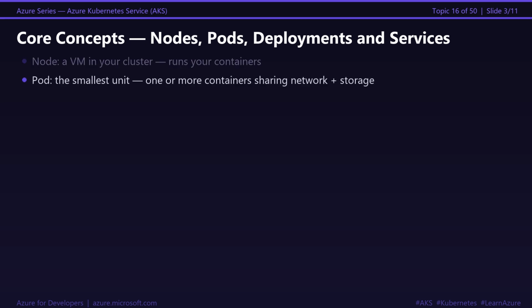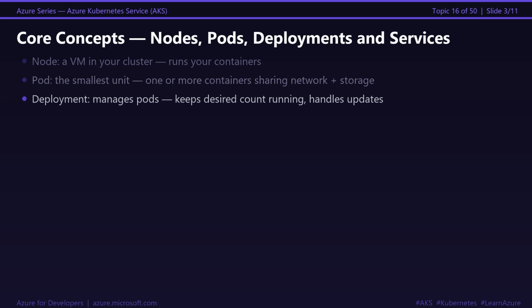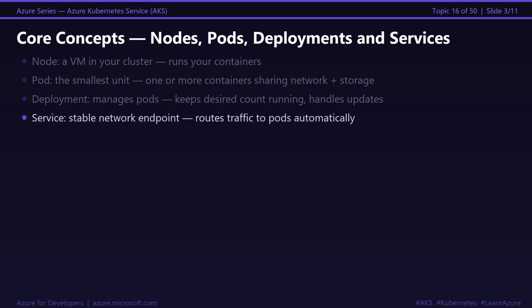A pod is the smallest thing Kubernetes manages. It wraps 1 or more containers that share a network address and storage. Most of the time, 1 pod equals 1 container. A deployment is how you tell Kubernetes what to run. You say, I want 5 copies of this container image, always. Kubernetes creates 5 pods and keeps exactly 5 running at all times. If one dies, it creates a replacement immediately.